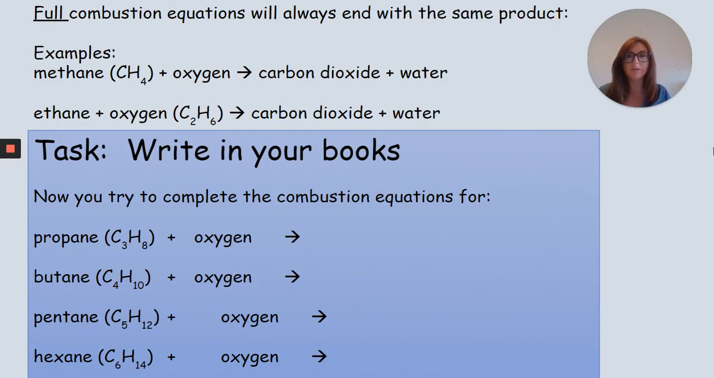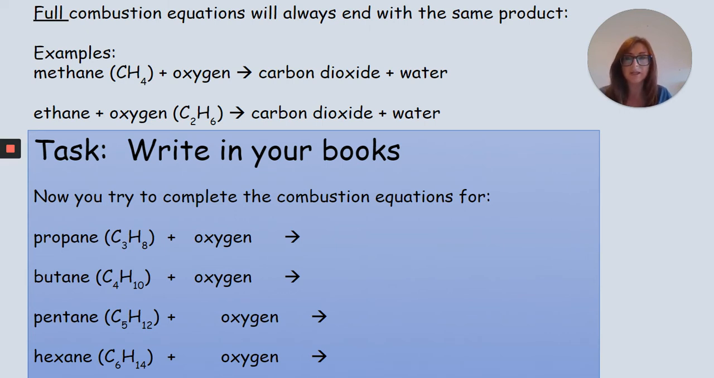Okay, so what you need to be able to do is write down or know the products of complete combustion. There are some examples for you to write down. For example, methane and oxygen would give you the products of carbon dioxide and water if it's fully combusted. We've got a word equation here, but in brackets you can see the symbol equation. It's just got carbon and hydrogen in it for a hydrocarbon, but you've got one carbon atom and 4 hydrogen atoms. For the word equation, it's exactly the same products.